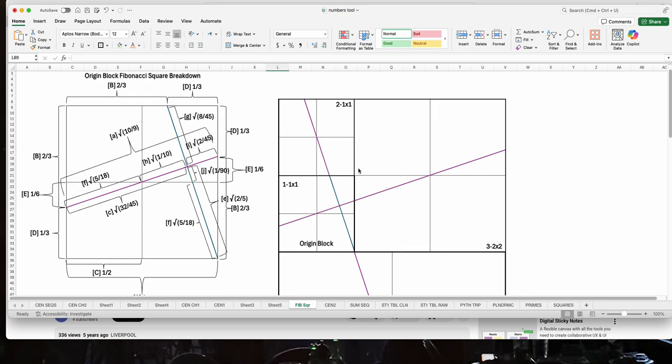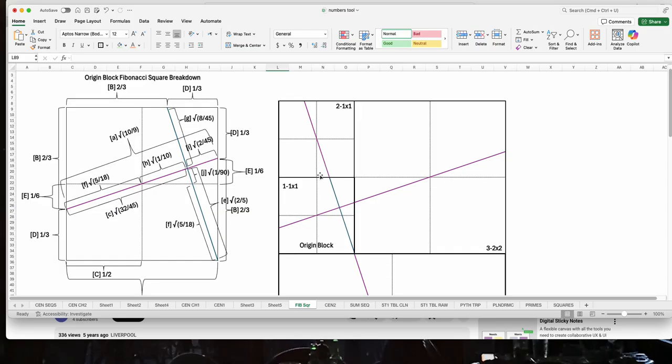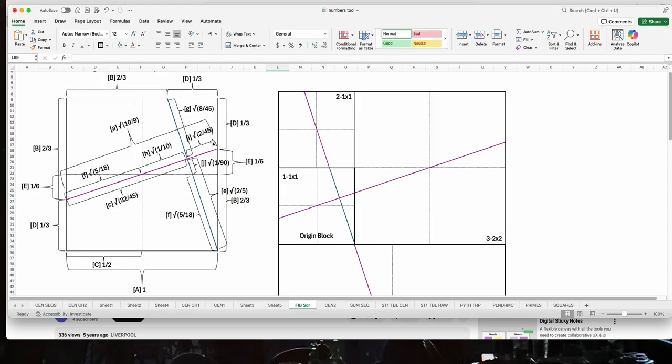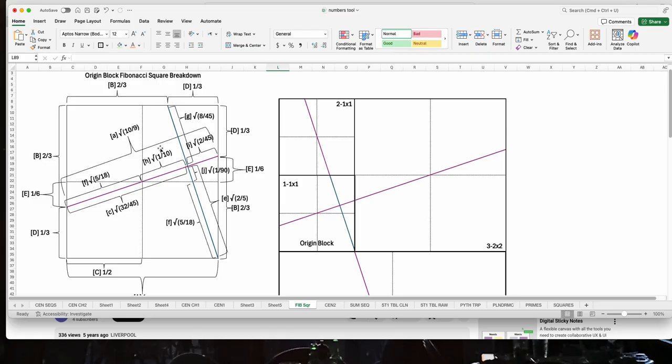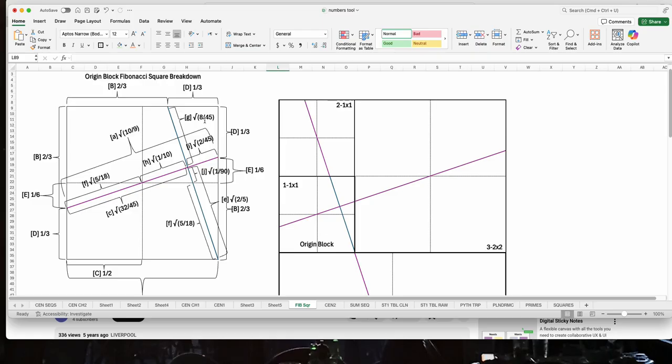So anyway, with that in mind, you can start figuring out, if you base this off of a size 1, if this block is 1, then you get the breakdown of all of these crazy numbers. The square root of 8/45, the square root of 1/90.